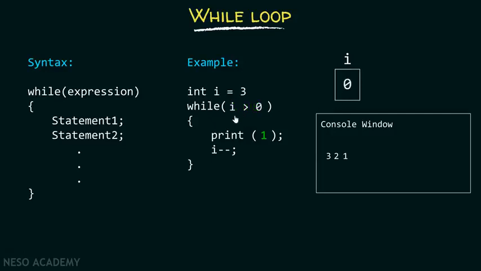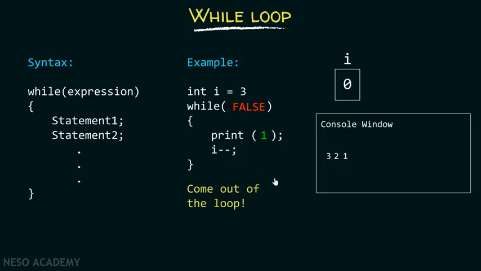Now again we check the condition. Is 0 greater than 0 or not? 0 is not greater than 0, right? That means it results in a false value. If the condition returns false, then we get outside of this loop. So the final output is 3, 2 and 1.